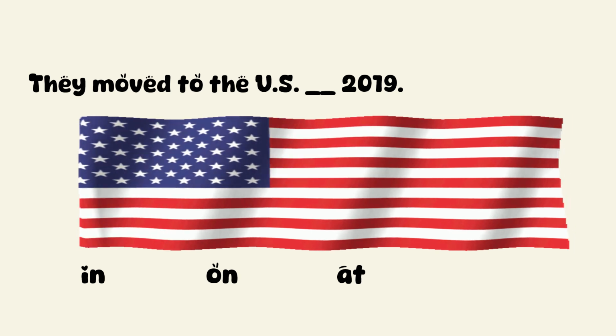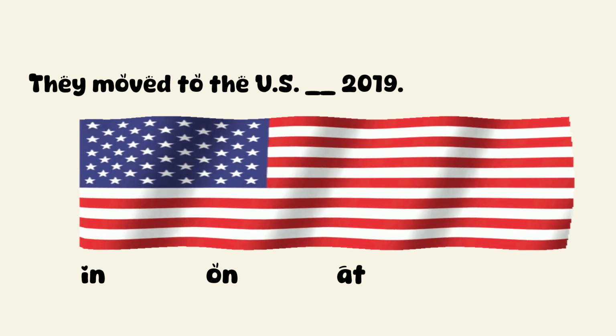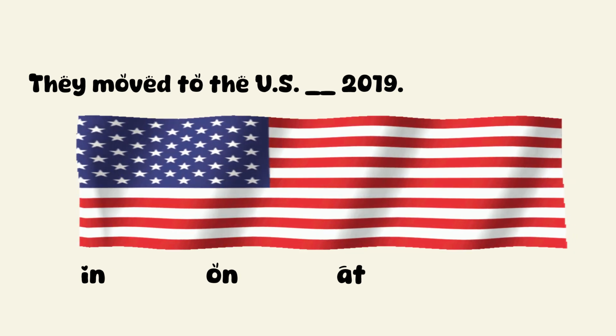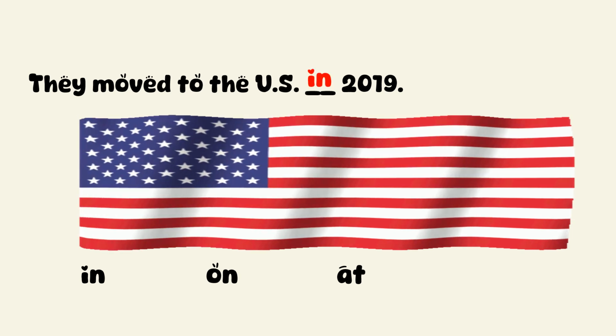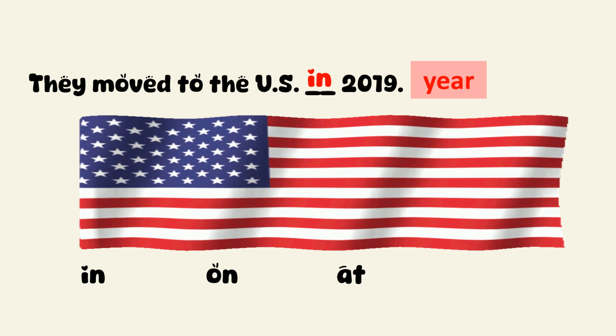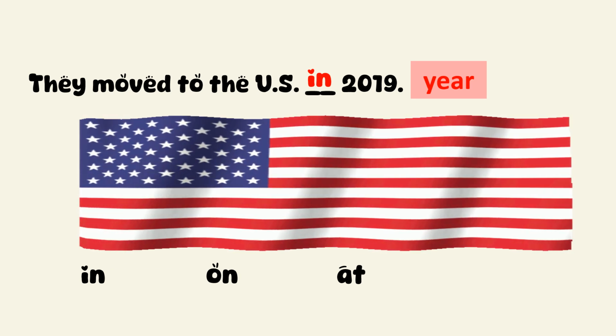They moved to the US dash 2019. Children, we have to use preposition before the year. And remember, year is a longer period of time. So that's why we will use in preposition, because 2019 is a year and it's a very long duration of time. That's why we have used in preposition.